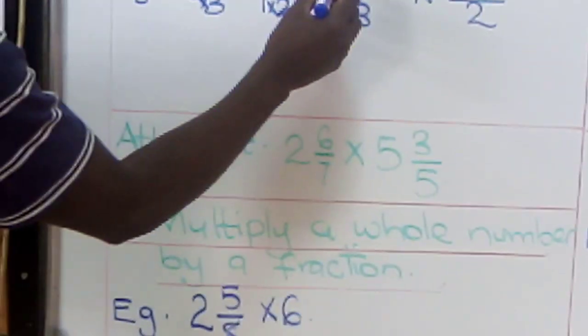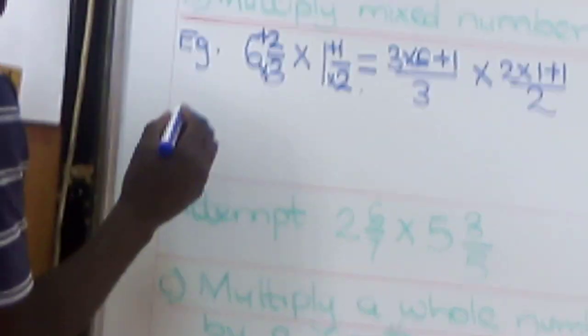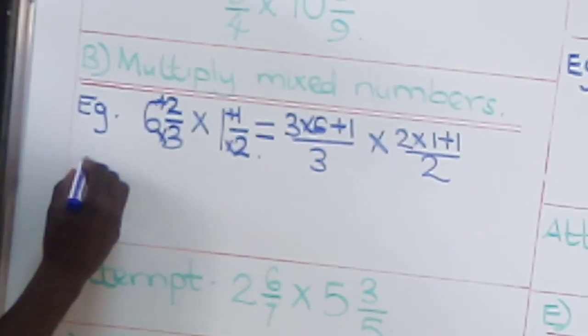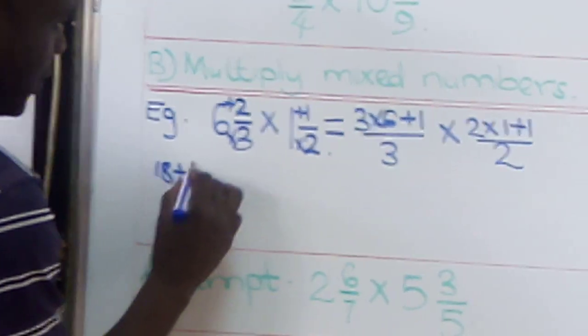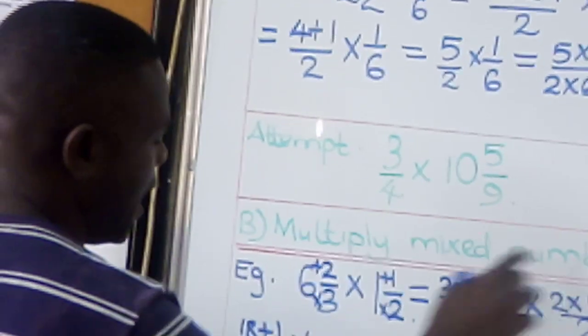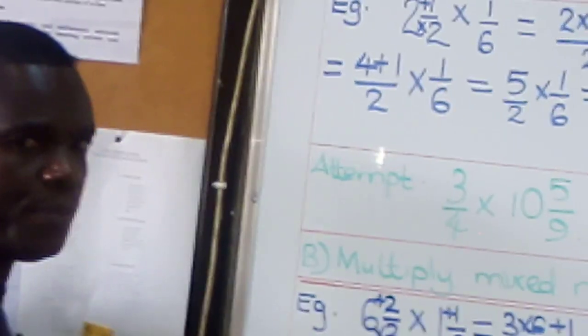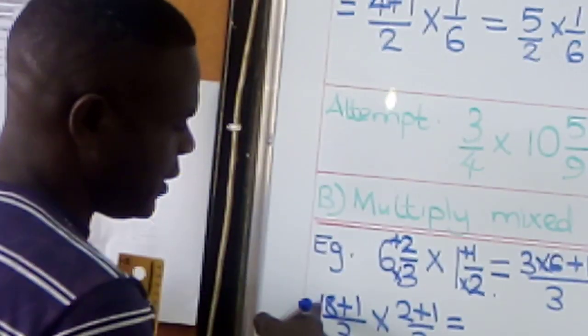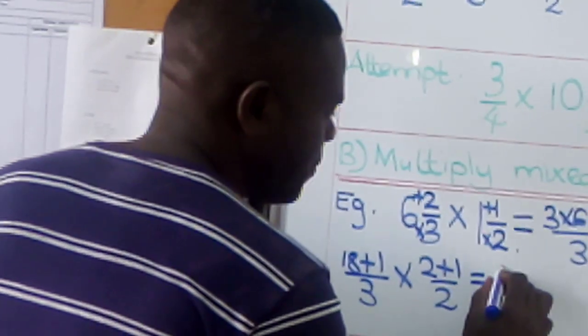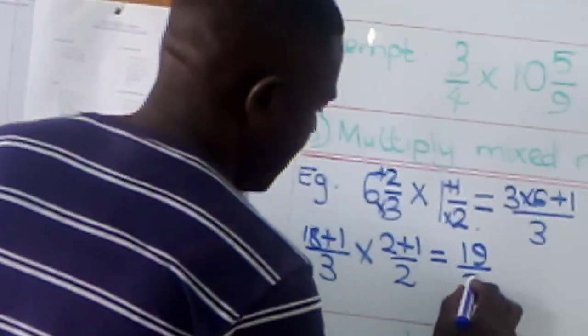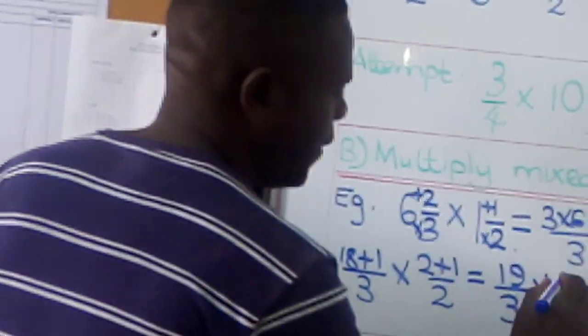After multiplying 3 by 6, we will get 18. Then we add 1 over 3. Then we multiply 2 times 1. It is 2. Then we add 1 over 2. We come to the next step. That would be 18 plus 1. That becomes 19 over 3, then multiply 2 plus 1, that is 3 over 2.